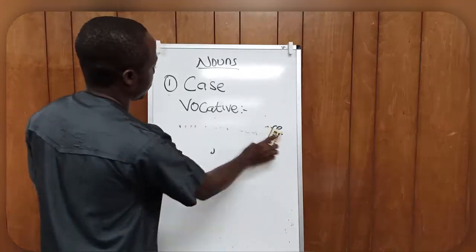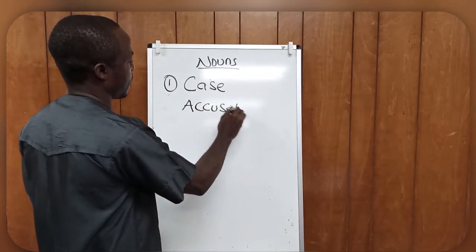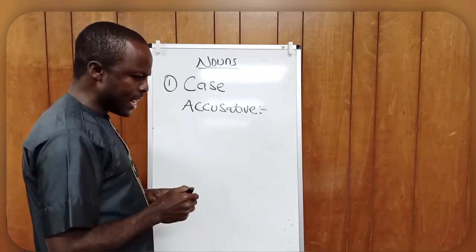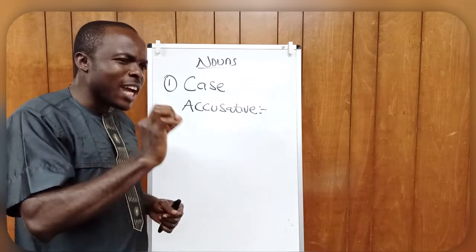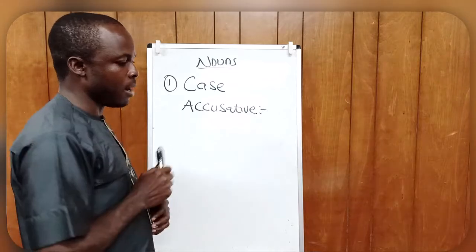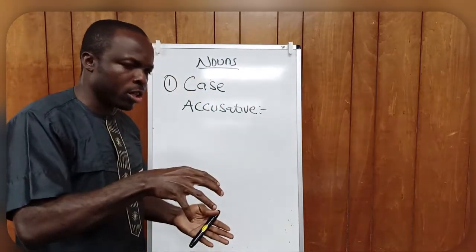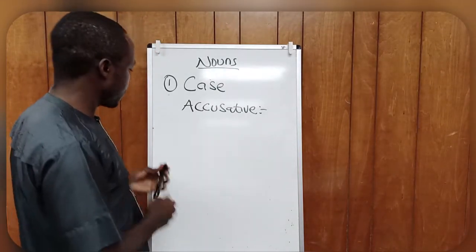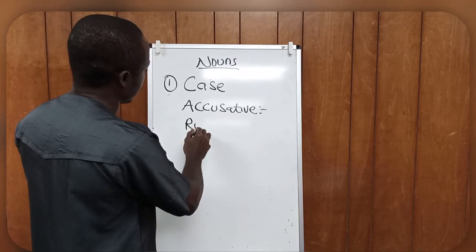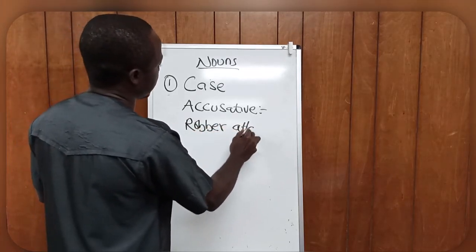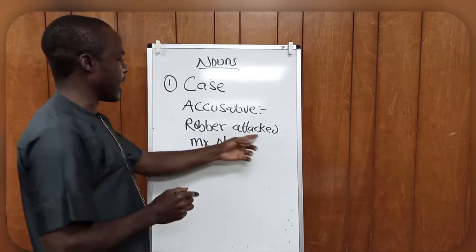The third one, we have the accusative case. Accusative case. This is the case of the direct object of the verb. Any noun in this case is usually considered as the direct object of the verb, because direct object, as we all know, is the direct recipient of the action presented by the verb. For instance, let's still use Mr. Obi. We may say that robbers attacked Mr. Obi.